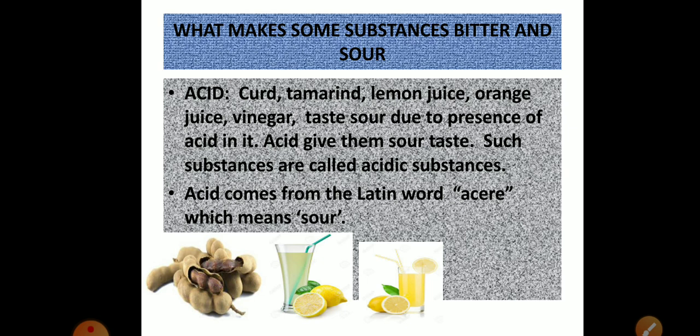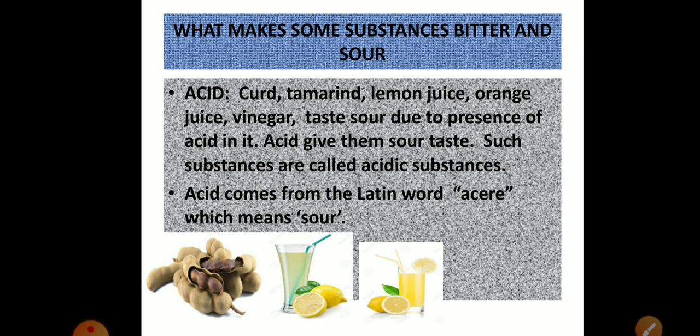In this chapter we are talking about acids and bases, है ना. In the activity which we finished, we had different food items with different tastes, some sweet, some salty and some sour. Okay. Now, have you ever wondered what makes some substances bitter and some sour?